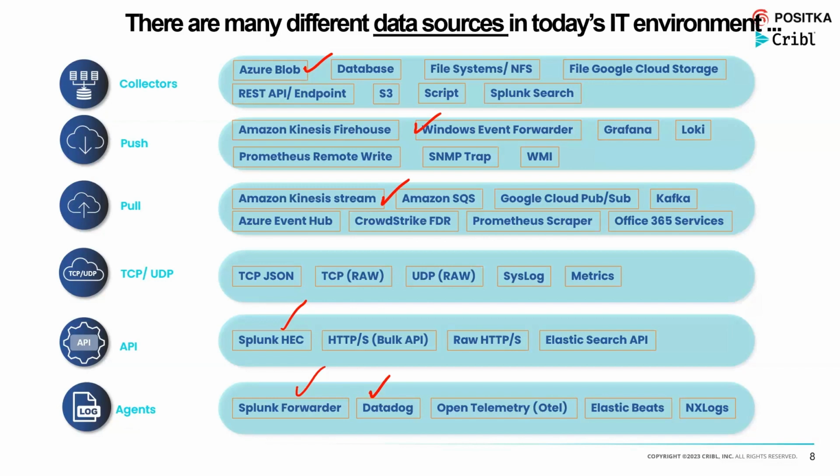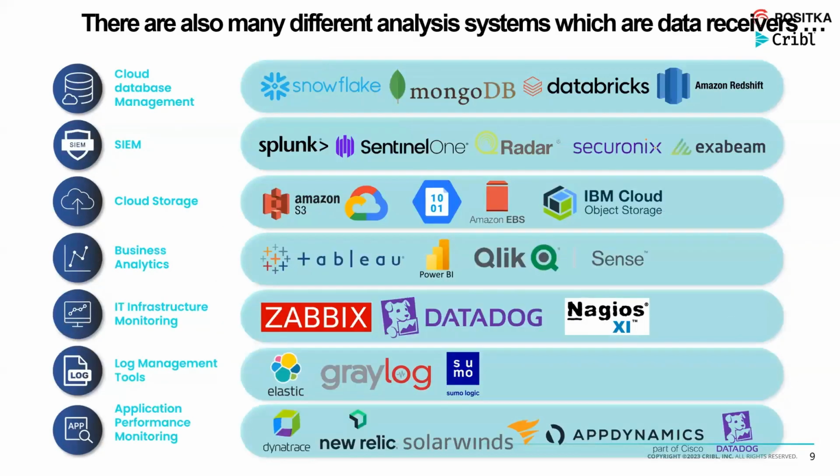And the data generated from these sources is then directed to various destinations based on your use case. These use cases can be cloud database management, security incident and event management (SIEM), cloud storage, business analytics, IT monitoring. Any of these, there are different destinations for each of these specific use cases. And then again, each of these categories has multiple options for you to choose from. So there are some customers who end up choosing multiple of these.